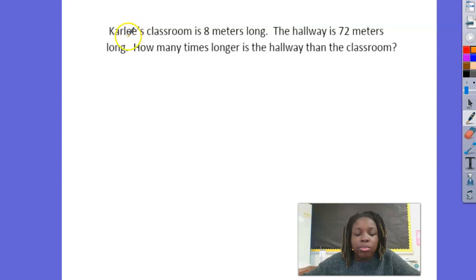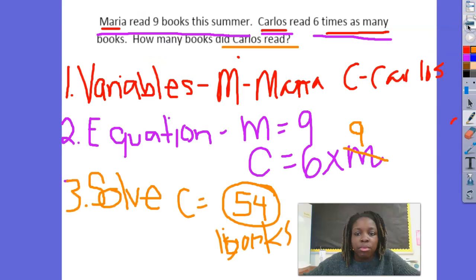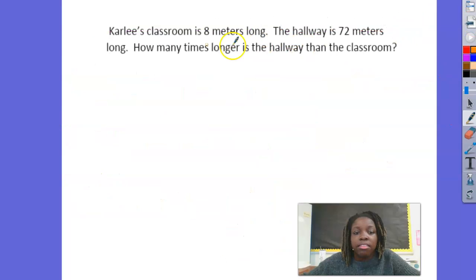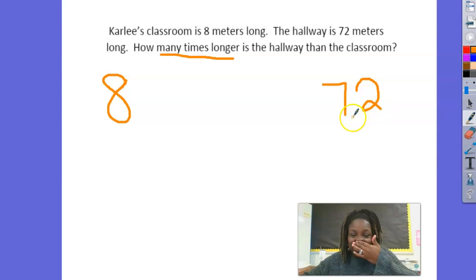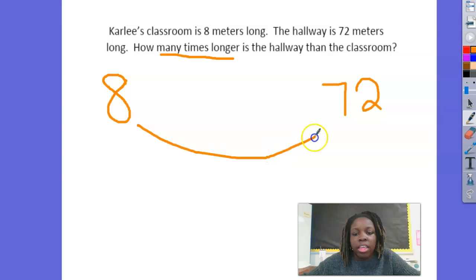Now we know that this problem is a little different from this one, because this problem says "blank times as many." This is asking me how many times longer something is. If they're asking how many times longer something is, and Carly's classroom is 8 meters and the hallway is 72 meters, I'm looking for that difference. Not that difference, but how many times. So I'm thinking, how do I get from 8 to 72? So how many times would that be?